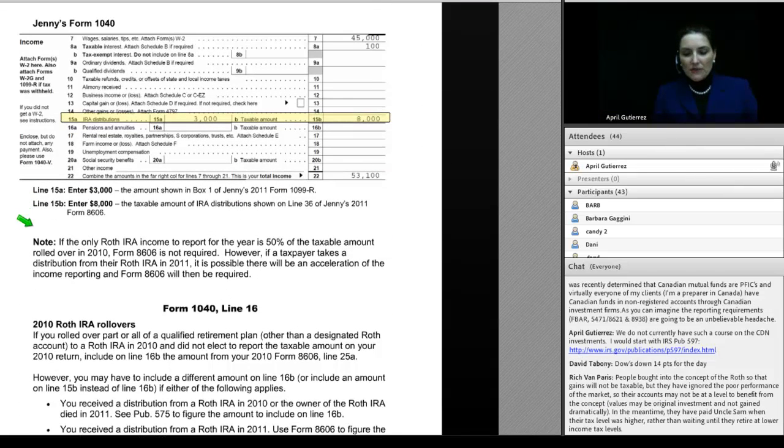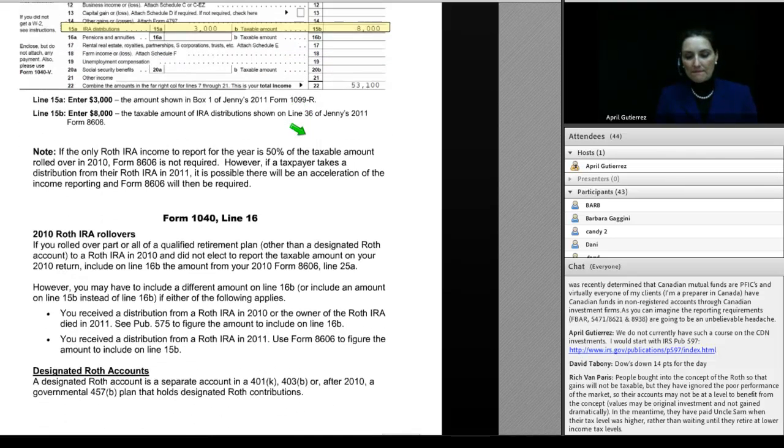So here is Jenny's Form 1040. We're just looking at the income section of her 2011 Form 1040, and here's what it looks like. On line 15A, she's reporting gross distributions received in 2011 of $3,000, but a taxable amount on line 15B of $8,000. We're used to seeing 15B less than 15A, not more than 15A. But for 2011 and 2012, we'll be seeing situations where 15B can be higher than 15A.